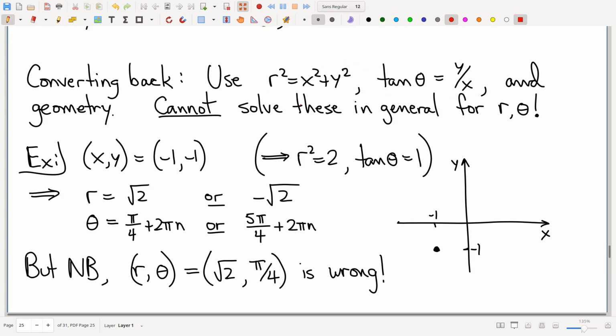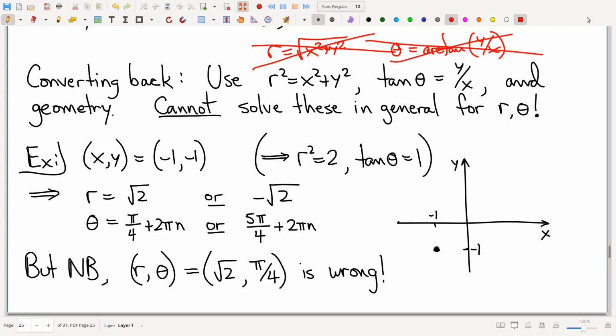And a lot of students anyway have a strong urge to solve for r and write r equals square root of x squared plus y squared. And to solve for theta as arctan of y over x. I'm writing those down here, and you're welcome to write them down too, but notice that the very first thing I'm going to do is cross them out, because those formulas are not always true. AKA, they're not true.